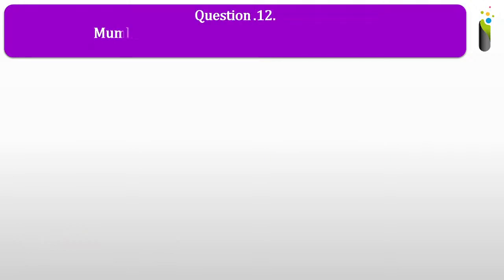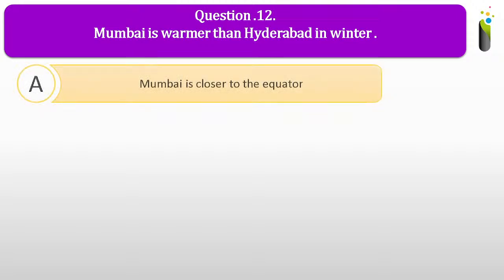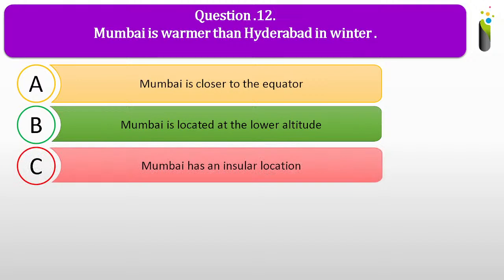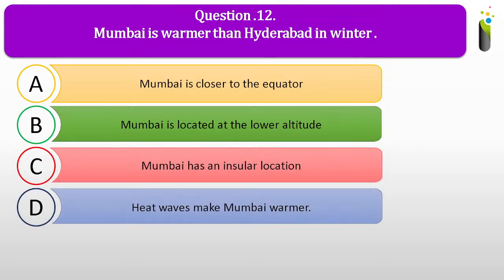Going ahead with question number 12. Mumbai is warmer than Hyderabad in winter. And your options are A. Mumbai is closer to the equator. B. Mumbai is located at the lower altitude. C. Mumbai has an insular location. D. Heat waves make Mumbai warmer. And your time starts now.